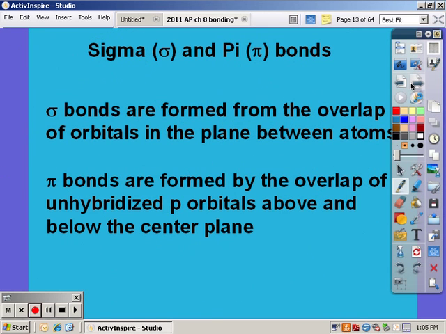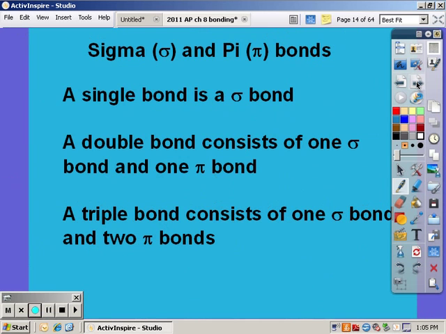A sigma bond is formed by the overlap of orbitals in the same plane as the atoms, while pi bonds are formed above and below the center plane. What you need to know is that a single bond is a sigma bond.